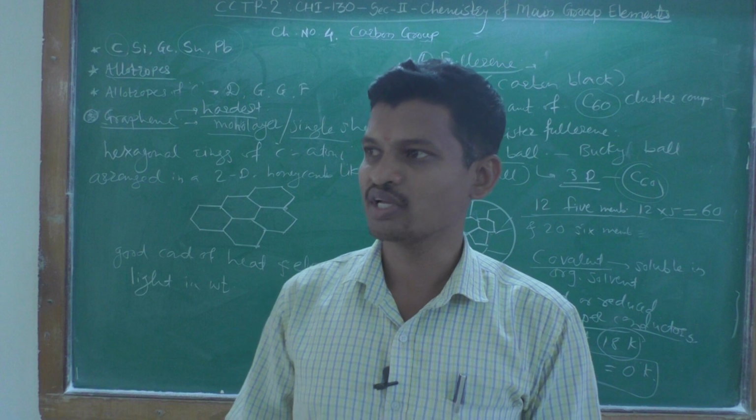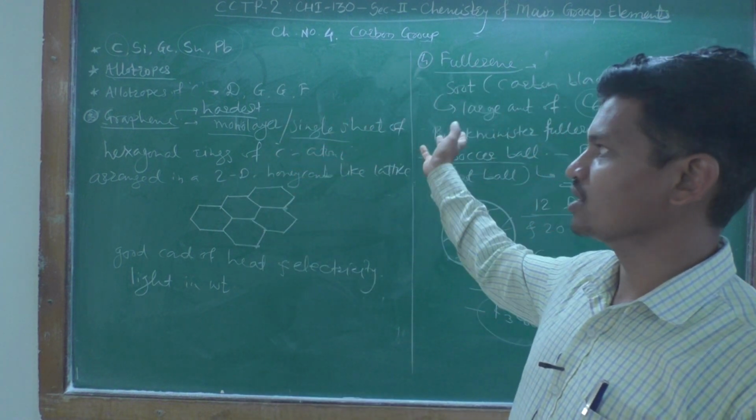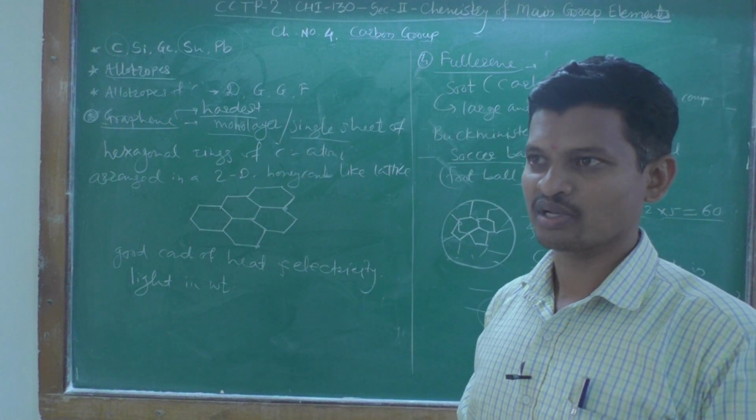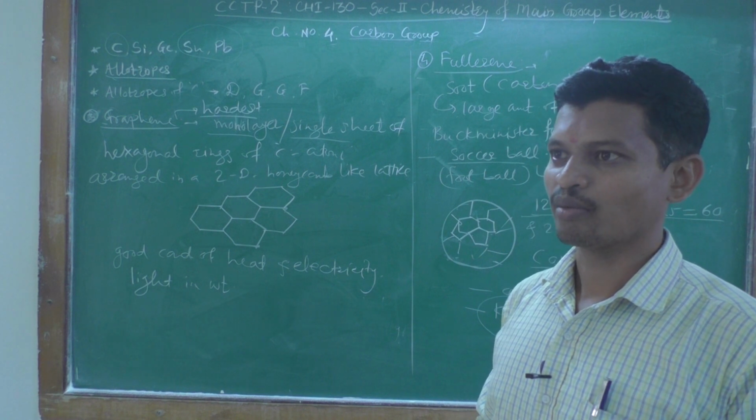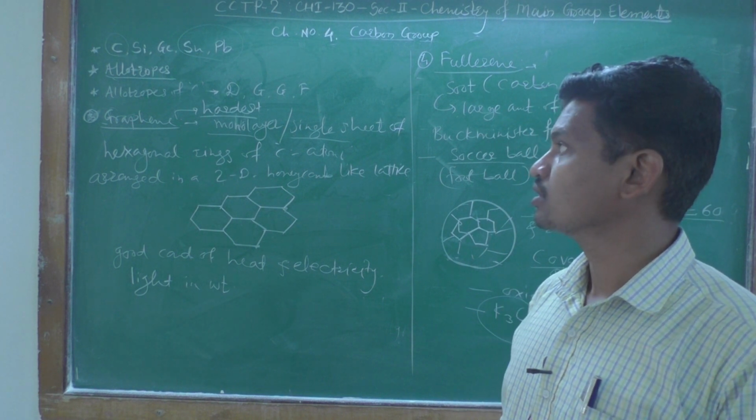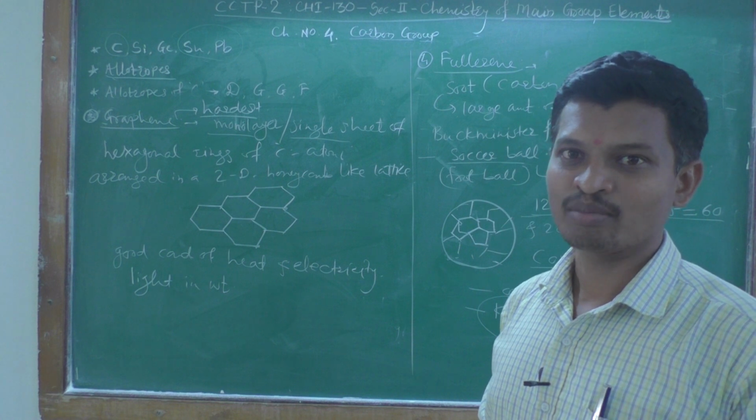So in this way, here we have seen all these 4 allotropes of carbon: diamond, graphite, graphene and fullerene.